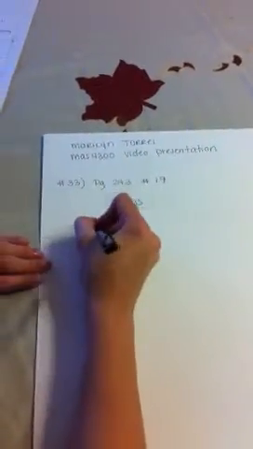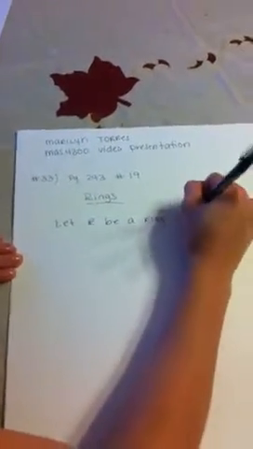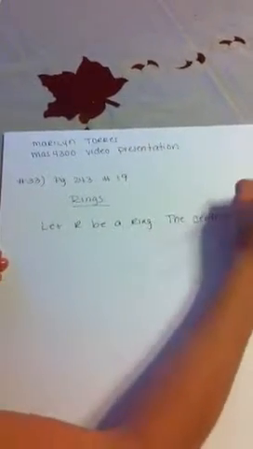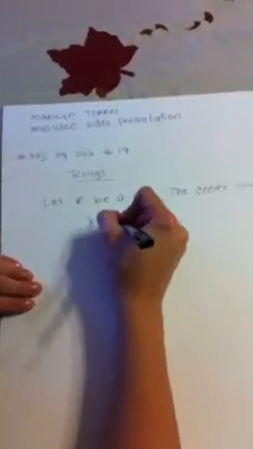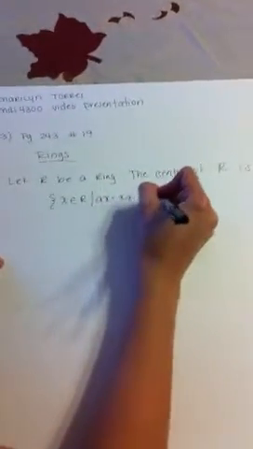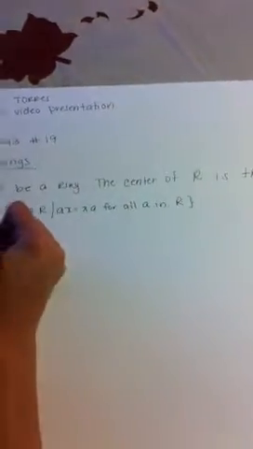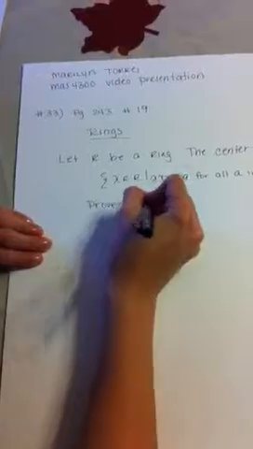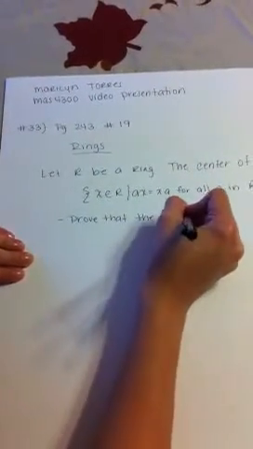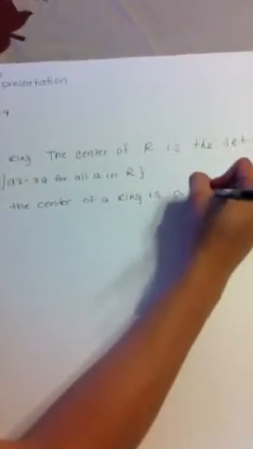The problem reads: Let R be a ring. The center of R is the set of X belonging to R such that AX equals XA for all A in R. Prove that the center of a ring is a subring.